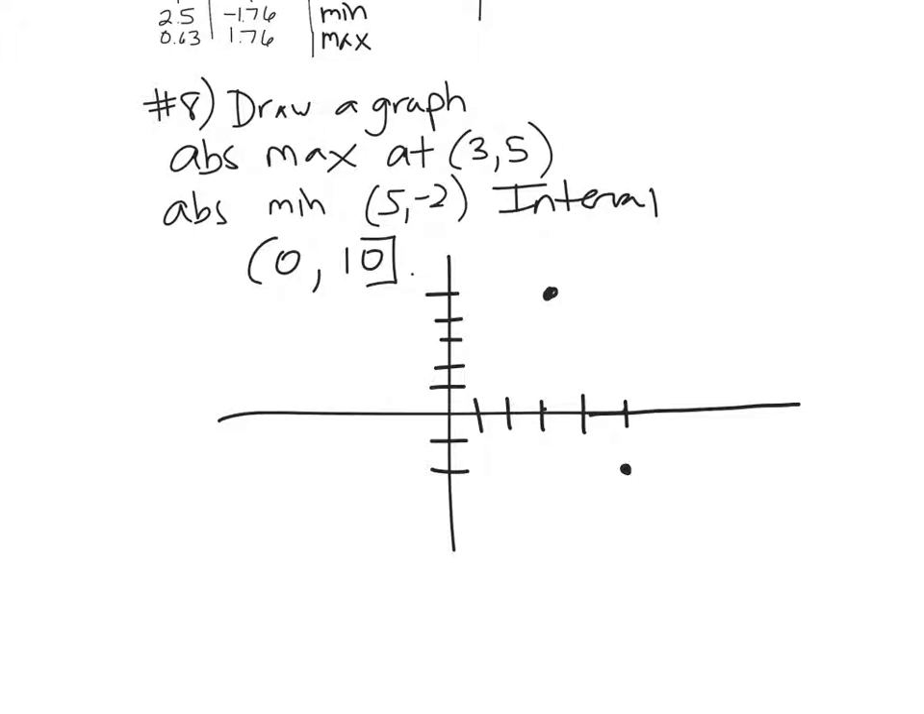Okay. At 0, I want an open circle, and it doesn't matter where you draw it. I probably would just draw it somewhere in there. And so I'd go like this. I'd go up here, drop down, that's a minimum, and then I'd go over here to 10, and I would just end it right there. Okay? So that's an absolute max. That's an absolute min, and this graph is on the interval from 0 to 10.